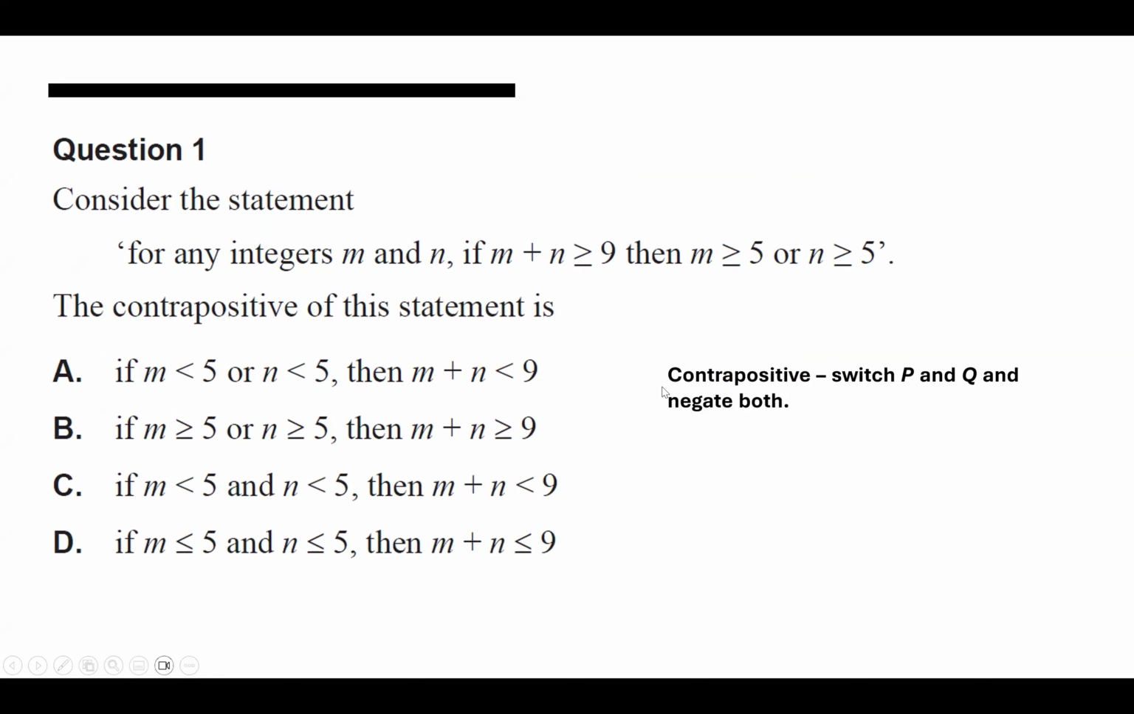The first question is a contrapositive statement. The correct answer is C, because you need to switch the if and then parts, then negate each part. By the way, the negation of m greater than or equal to 5 or n greater than or equal to 5 is m less than 5 and n less than 5. So just be careful with the negation of the words 'and' and 'or'.